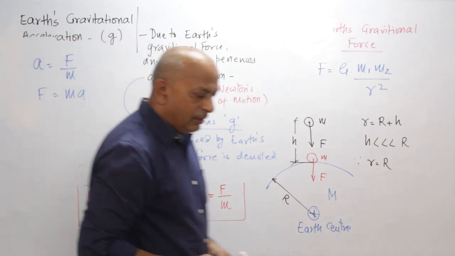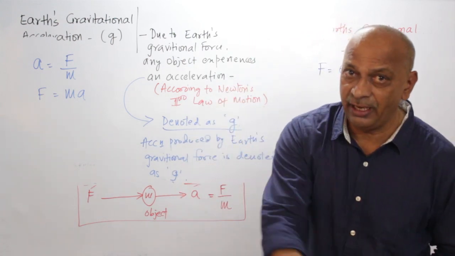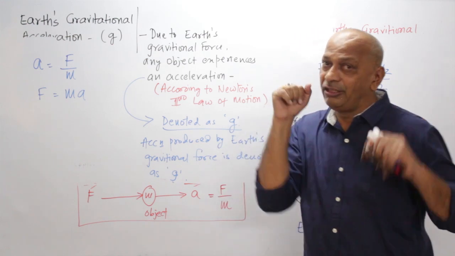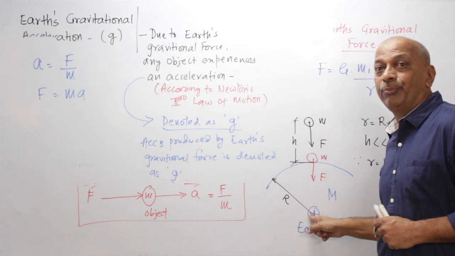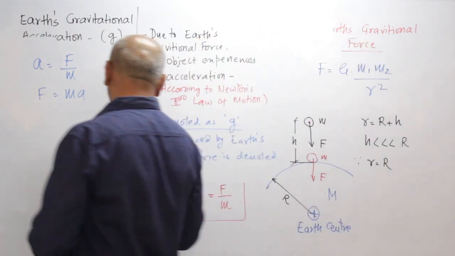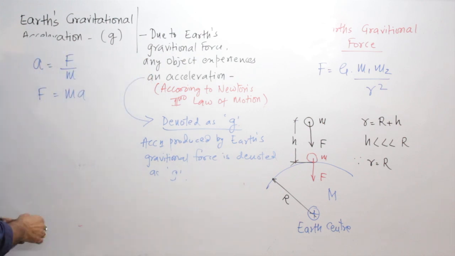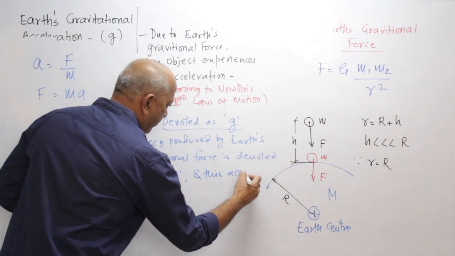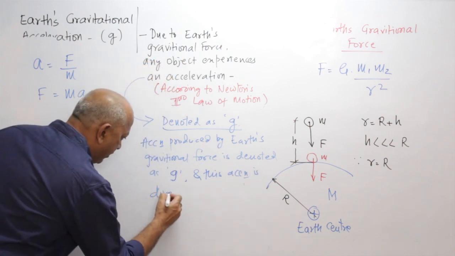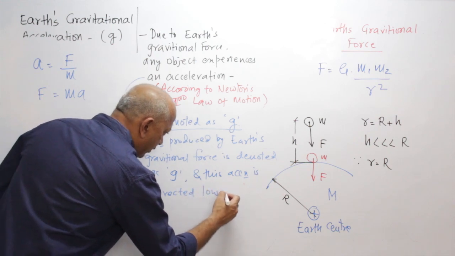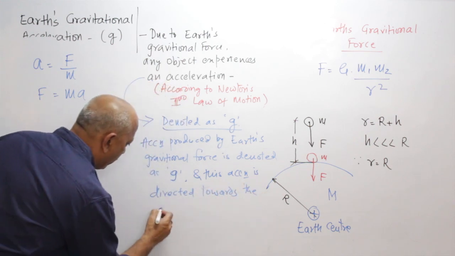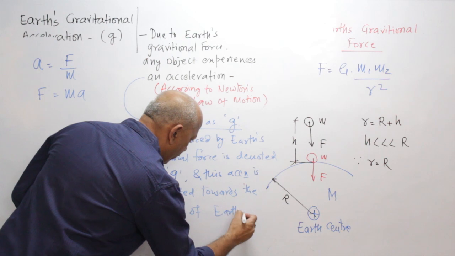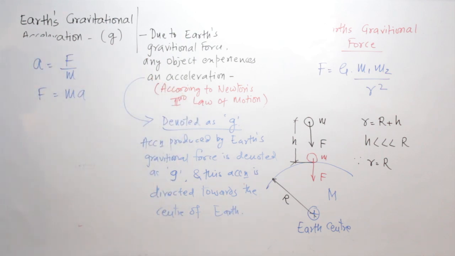So whenever you write g, that means this is an acceleration because of Earth's gravitational force on the object, and that is directed towards the center of the Earth. So g is directed towards the center of Earth. This is important.